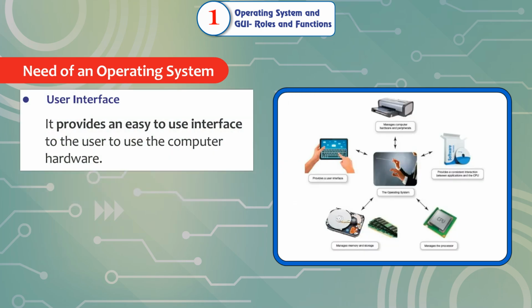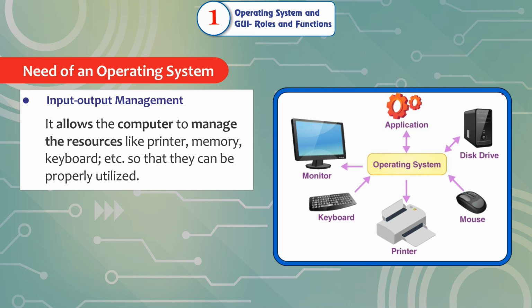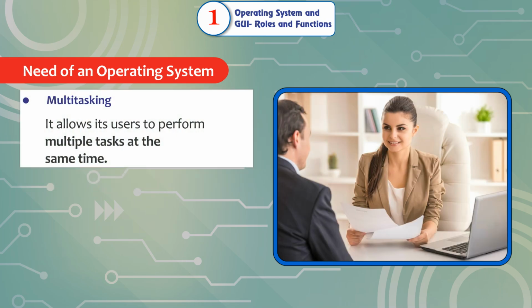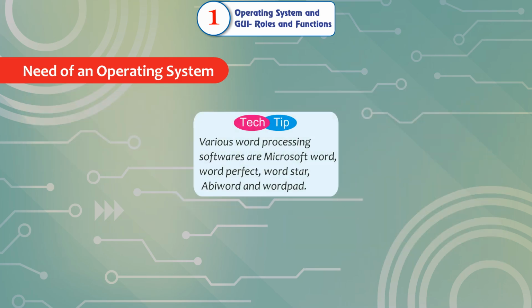User interface. It provides an easy-to-use interface to the user to use the computer hardware. Input-output management. It allows the computer to manage the resources like printer, memory, keyboard, etc., so that they can be properly utilized. Multitasking. It allows its users to perform multiple tasks at the same time. Tech tip. Various word processing softwares are Microsoft Word, WordPerfect, WordStar, Abby Word and WordPad.